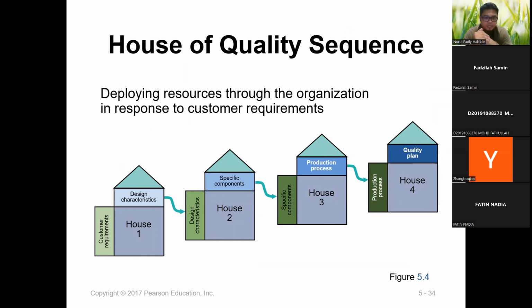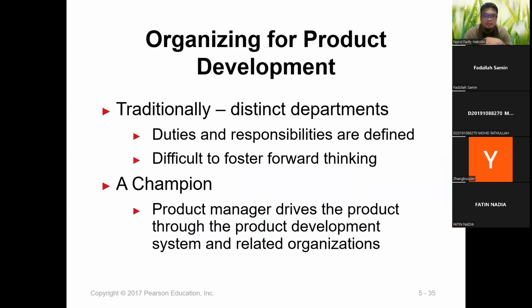Customer requirement, design characteristic, house number 1. House number 2, specific components. First is customer requirement, second is design characteristic. So we can see that customer requirement goes to design characteristic, goes to specific component, goes to production process. Okay, production process goes to the quality plan. So organize the product developments.